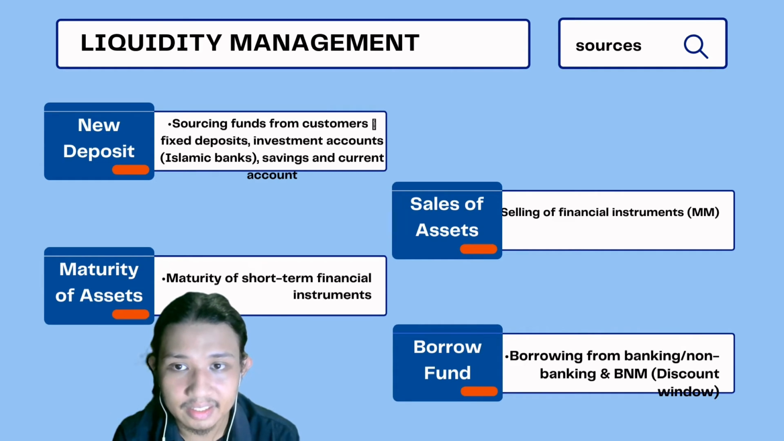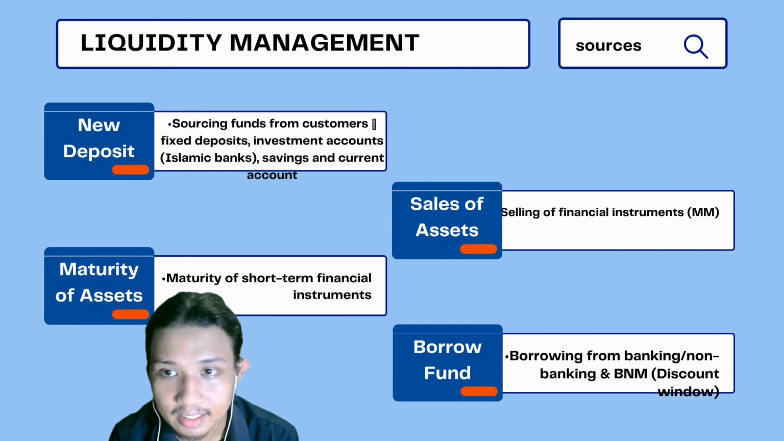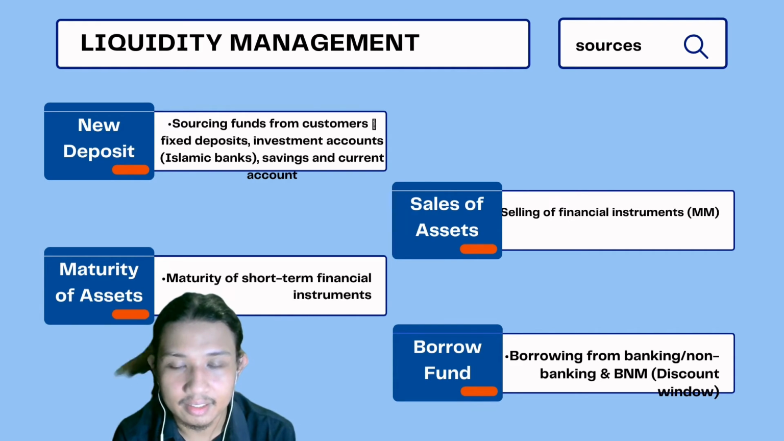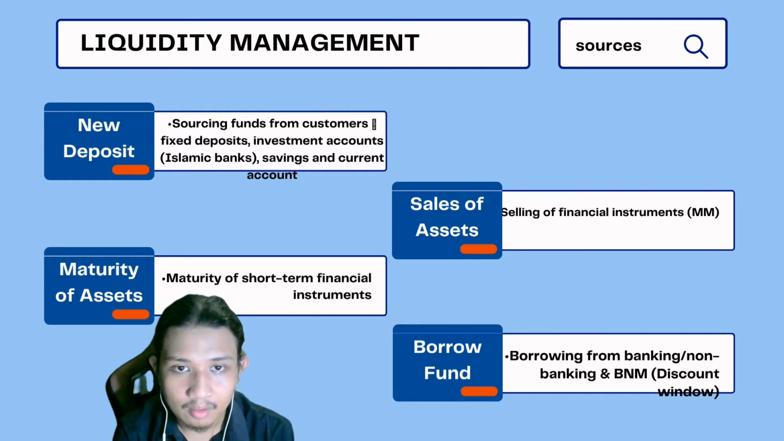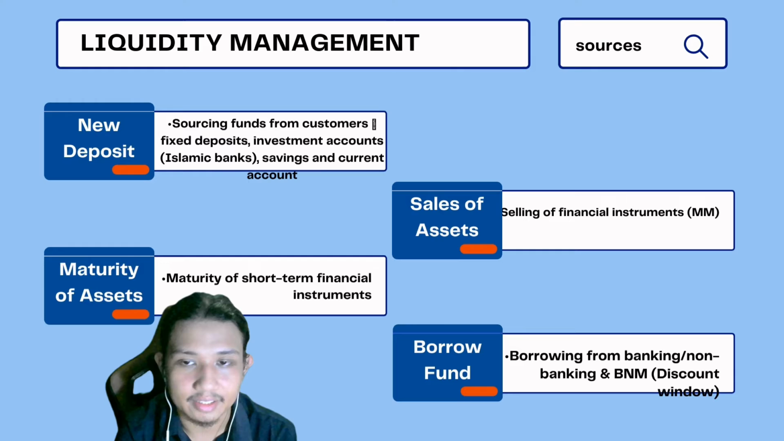Okay, new deposit is sourcing funds from the customer, which is from fixed deposit, investment account, savings and current account. Sale of asset is by selling financial instruments. Maturity of asset is the maturity of short-term financial instruments. Borrowed fund is borrowing from banking or non-banking financial institutions.